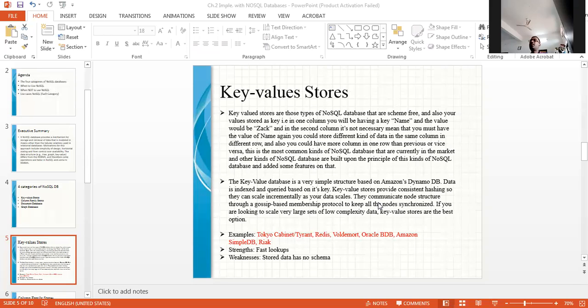Okay. Some key value stores are of the type scheme free. Means what? In a key value store, in one column you will have a key name and the value will be checked.